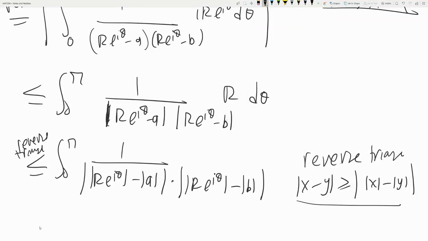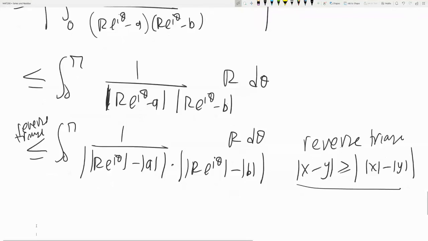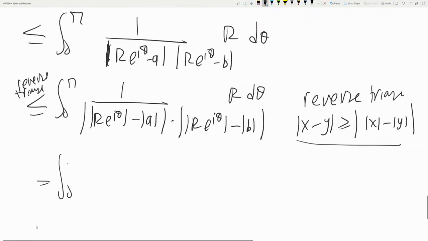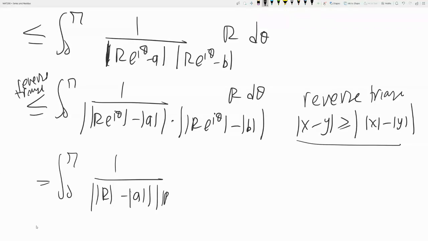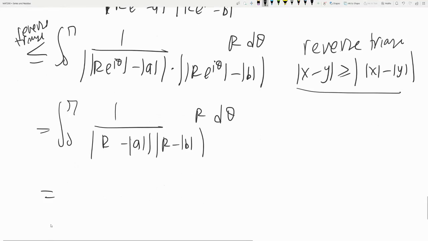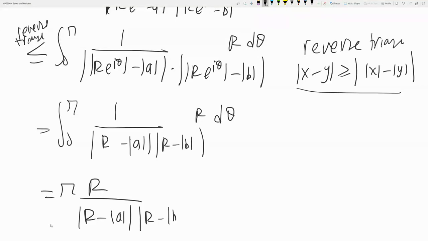Now you might ask, why do this? I want to do it because I want to get rid of this e^{i theta}. So what happens here is this guy becomes 1. So you have R minus a, and R is positive, so that's fine, and minus b. You see, there is no e^{i theta}. Theta is gone. So this is constant in theta. So you have pi times R over (R minus a)(R minus b).